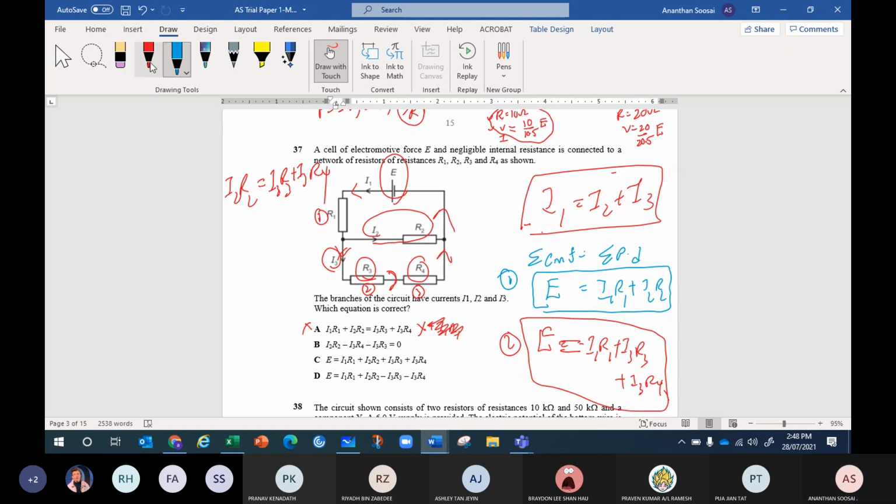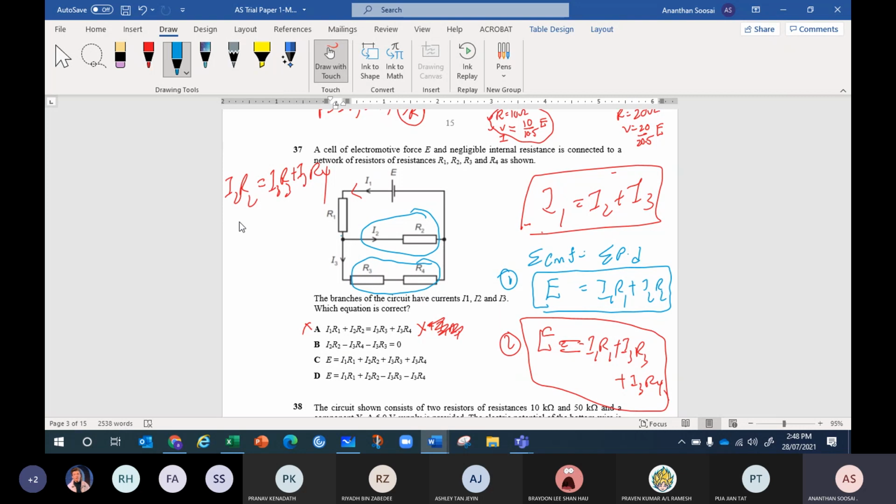Okay. Do you agree with this? See, the voltage PD here should be the same as the PD here because they are parallel from this branch. So I2 R2 is the same as I3 R3 plus I3 R4. Based on this, can we make this?